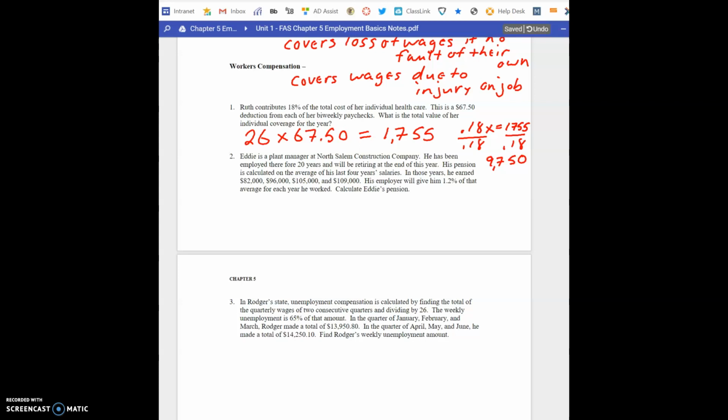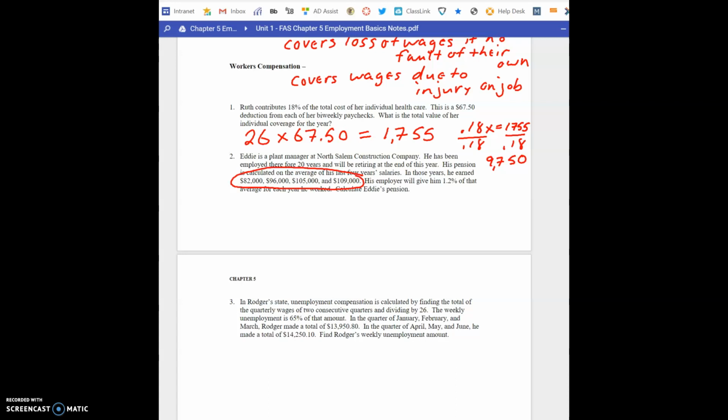Number 2, Eddie is a plant manager at North Salem Construction Company. He has been employed for 20 years and will be retiring at the end of this year. His pension is calculated on the average of his last 4 years' salaries. In those years, he earned $82,000, $96,000, $105,000, and $109,000. His employer will give him 1.2% of that average for each year he worked. Calculate Eddie's pension. So you're going to add up all of these costs right here.